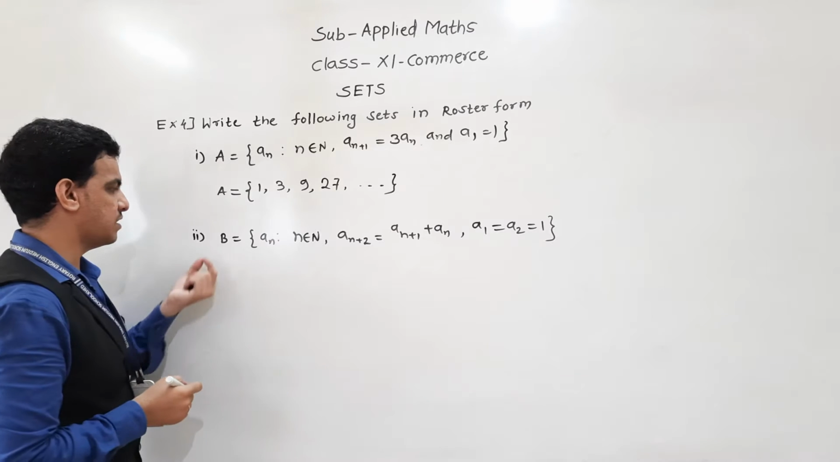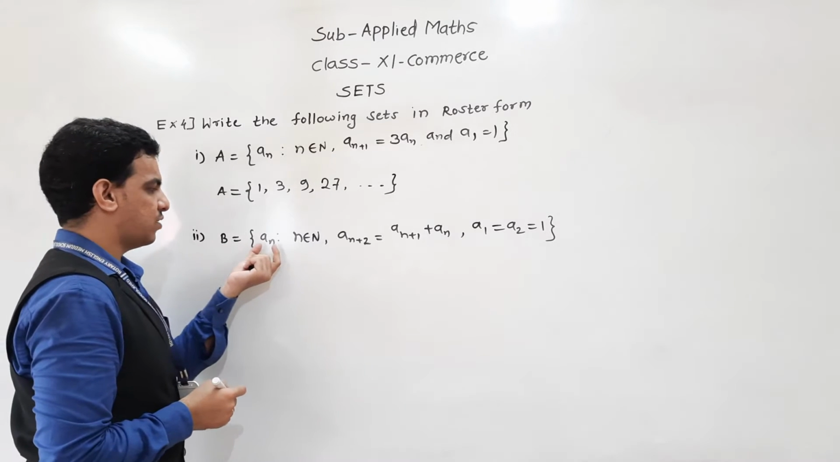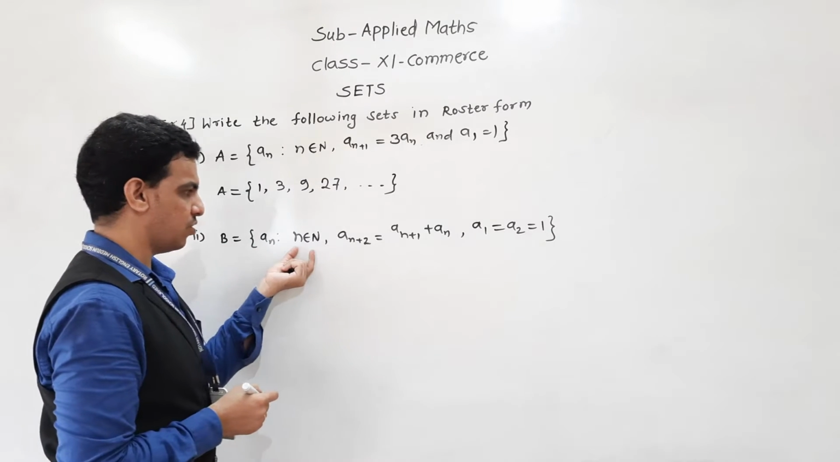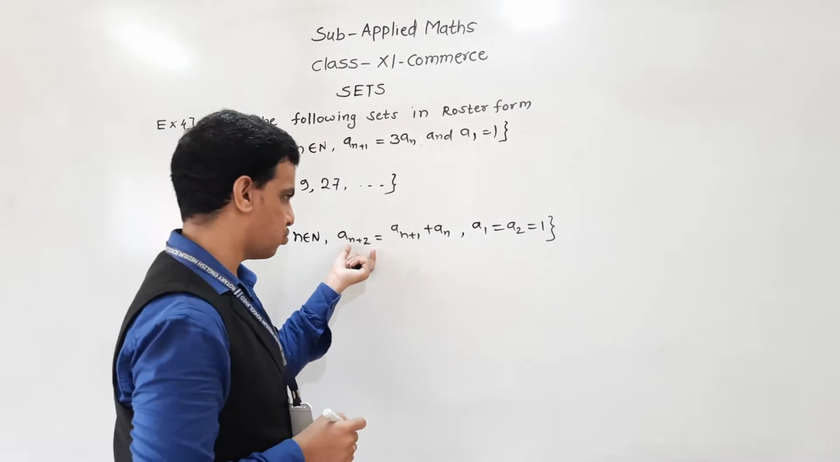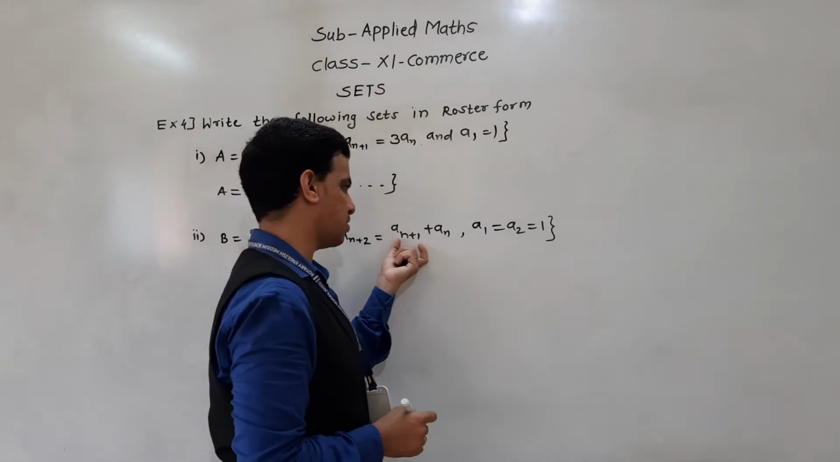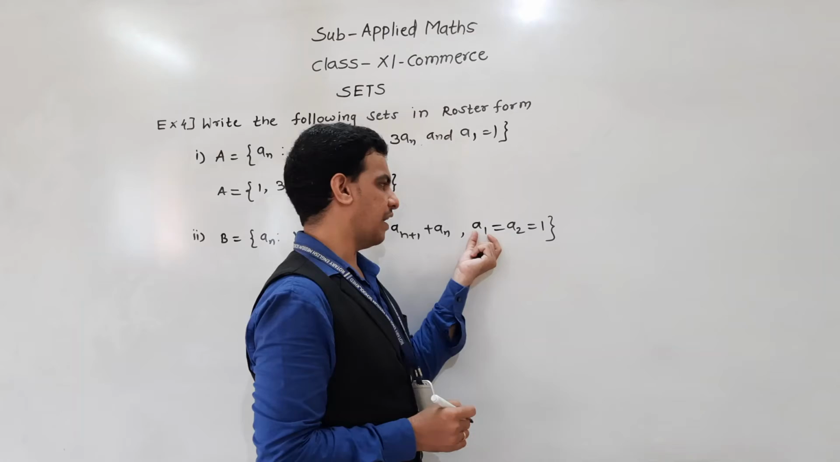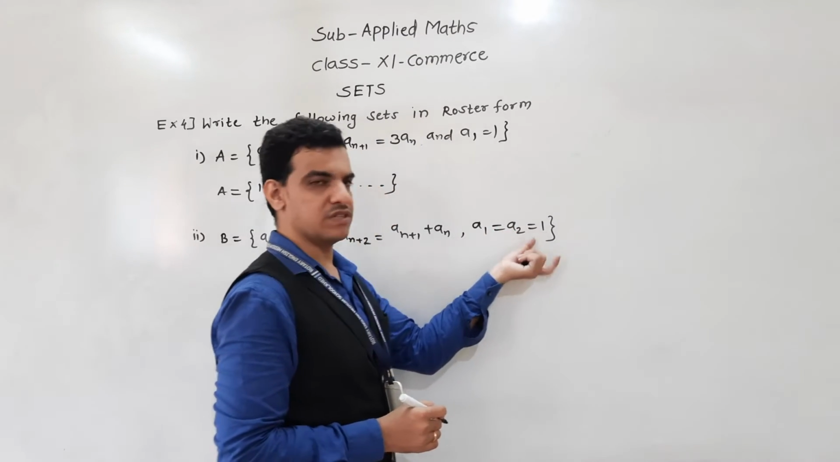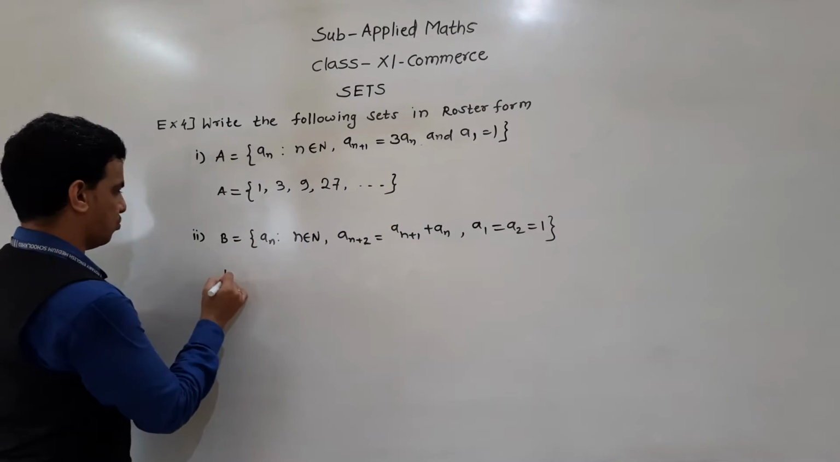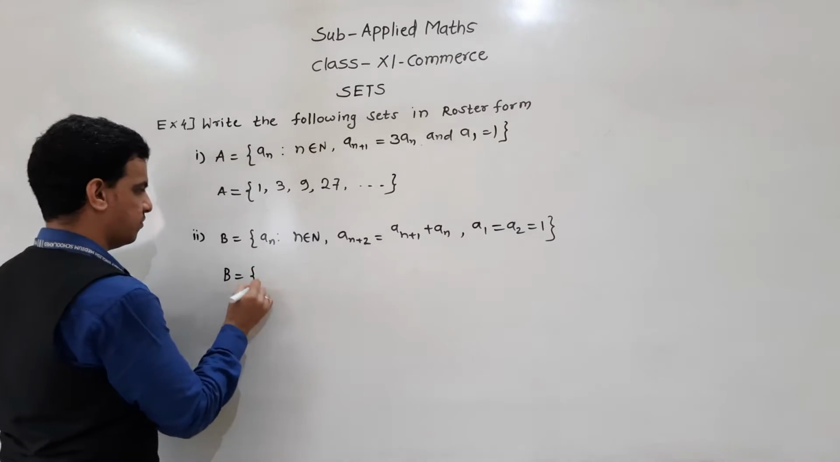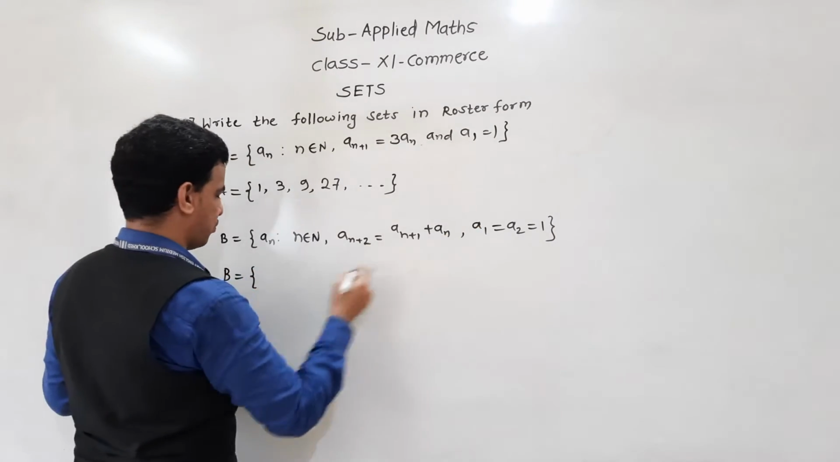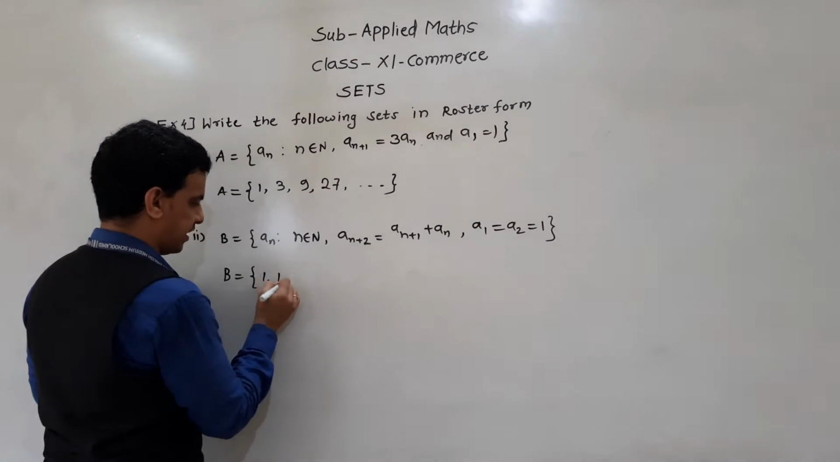Then the second example is B equal to the set of all an such that n belongs to N, an plus 2 is equal to an plus 1 plus an, and a1 and a2 are equal to 1. So here the value of a1 and a2 is 1. So the first term is 1, the second term is 1.